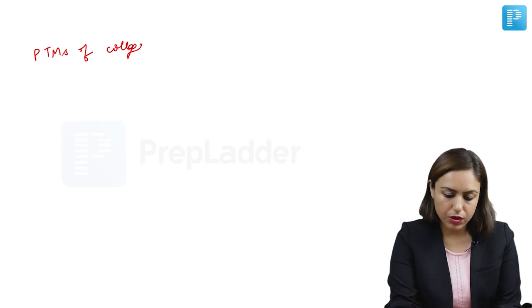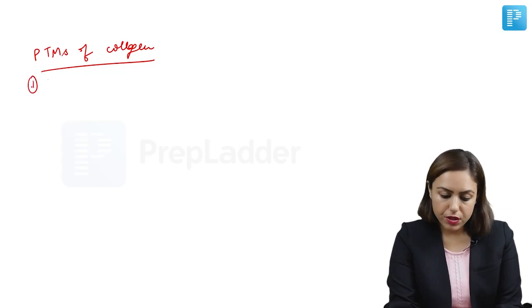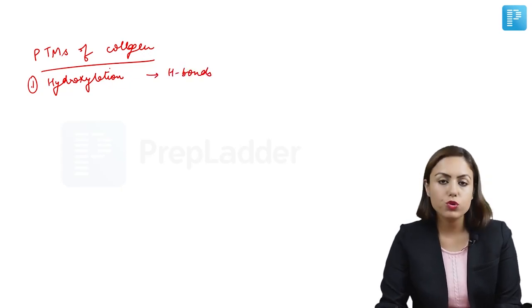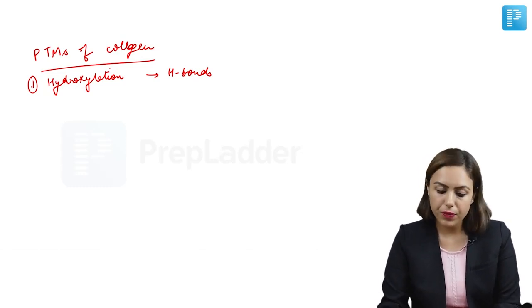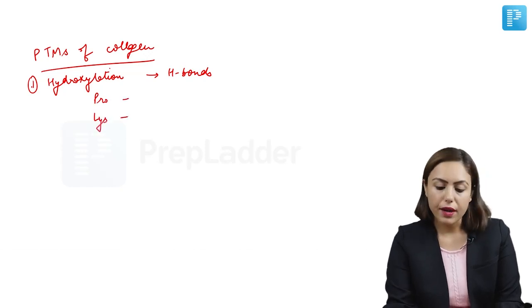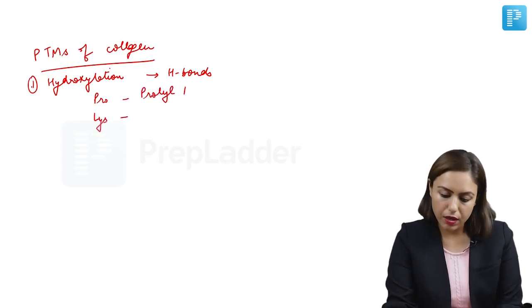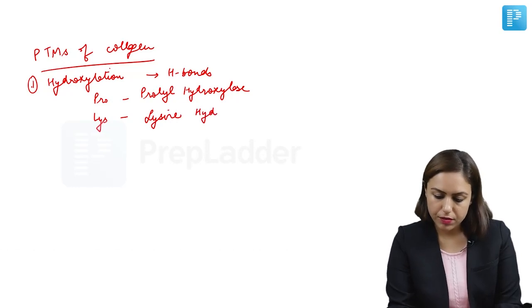Then let's do PTMs of collagen. PTM of collagen, that is post-translational modification. Okay. First is hydroxylation. With hydroxylation, there is formation of numerous hydrogen bonds in collagen which make this protein strong, right? Hydroxylation occurs for proline and lysine, and the enzymes are prolyl hydroxylase and lysine hydroxylase or lysyl hydroxylase.